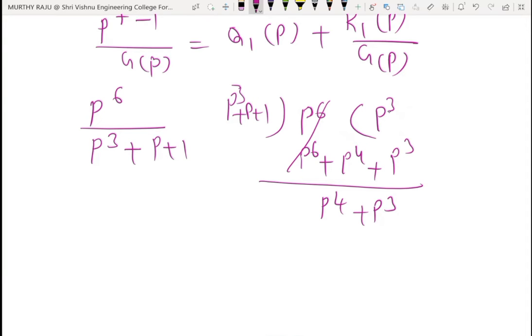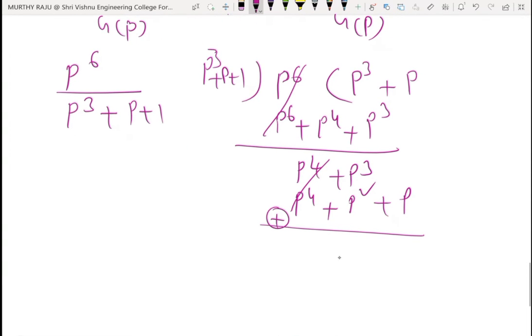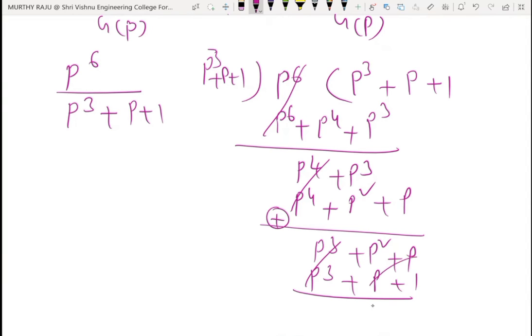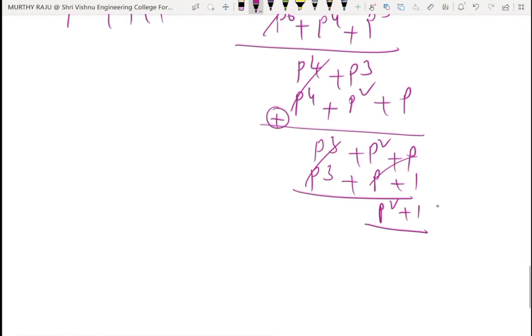Here the order is 4, and here the order is 3. Again multiply with P, giving P cube into P power 4, P into P square plus P. Perform modulo 2 operations, exclusive OR operations. The remaining P cube plus P square plus P is multiplied with 1, giving P cube plus P plus 1. Here these two are cancelled, and these two are cancelled. Finally, P square plus 1 is the remainder.